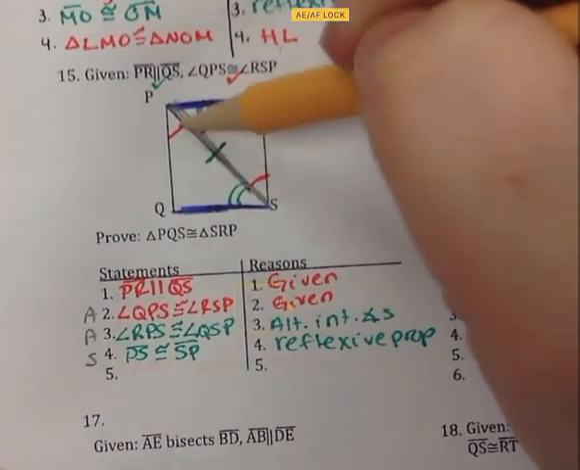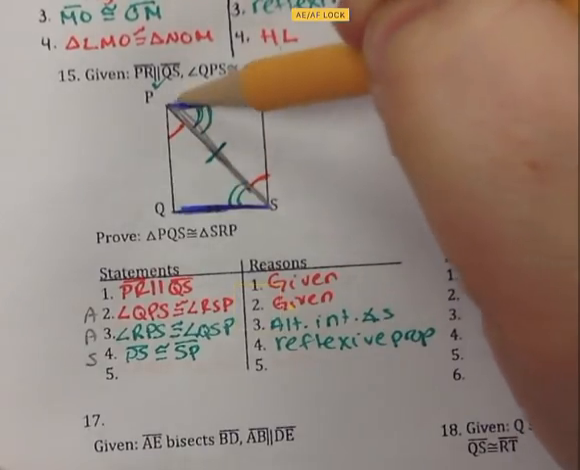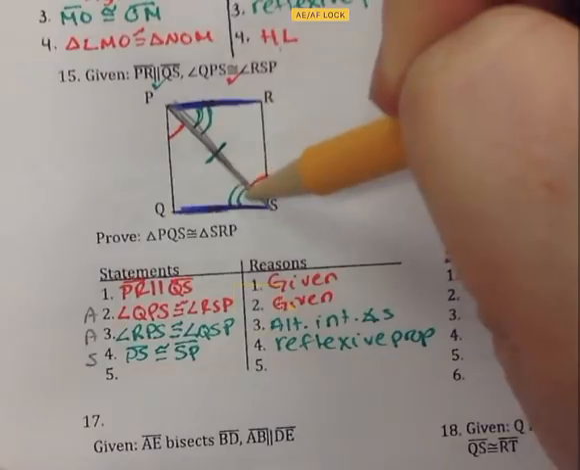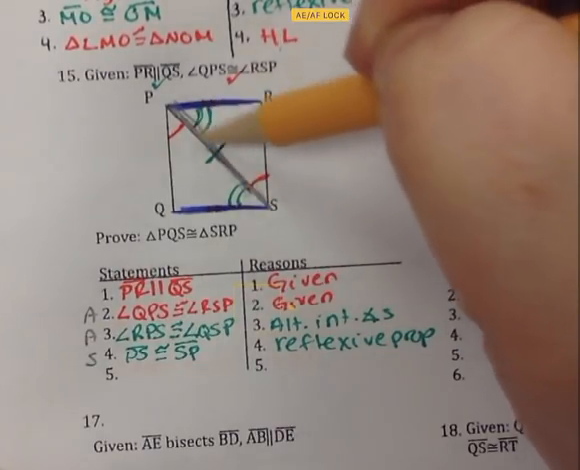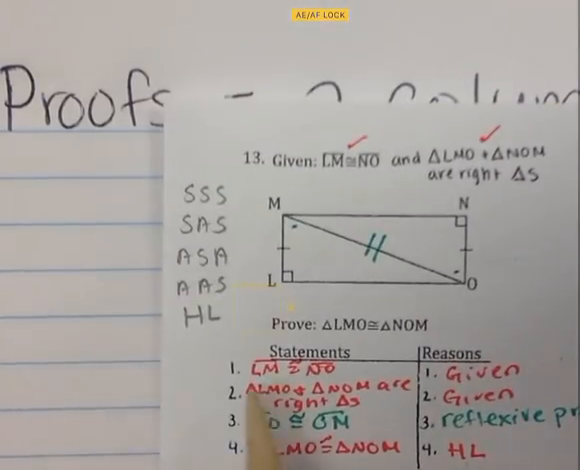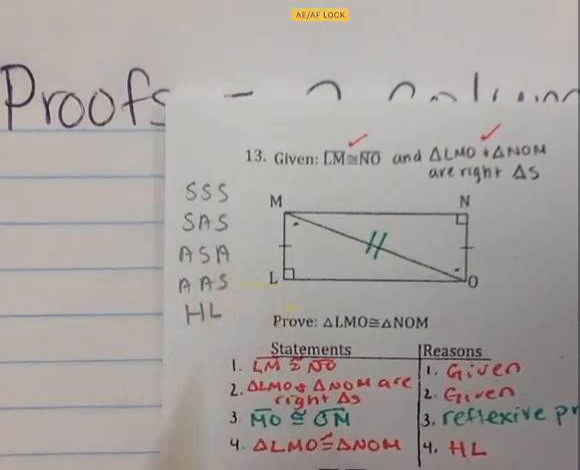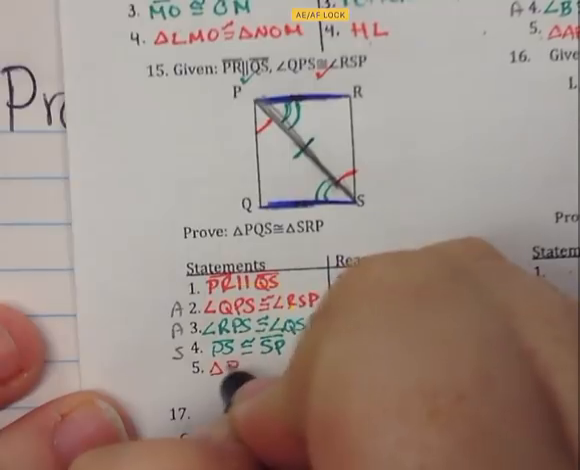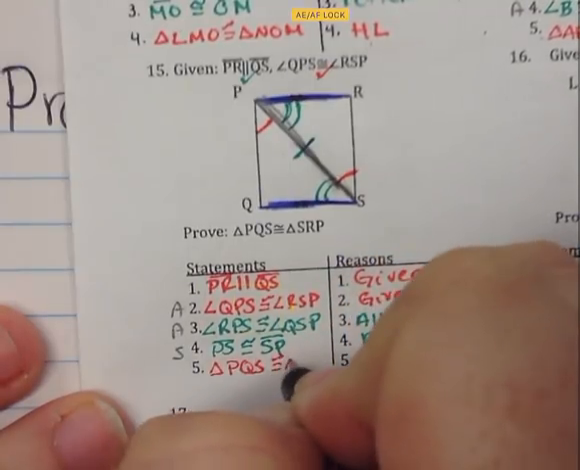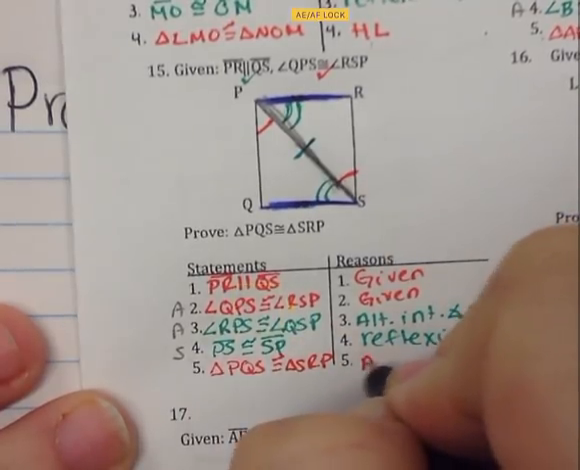So is the pencil touching both the red and the green? The pencil is touching the red here, and it touches the green here. The pencil touches this red and then this green. So it does touch both of them. It touches both the A's. So it's going to be ASA. So the triangle PQS is congruent to triangle SRP, because that's from our proof, because of angle, side, angle.